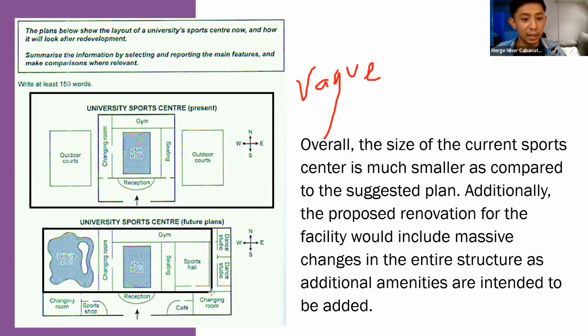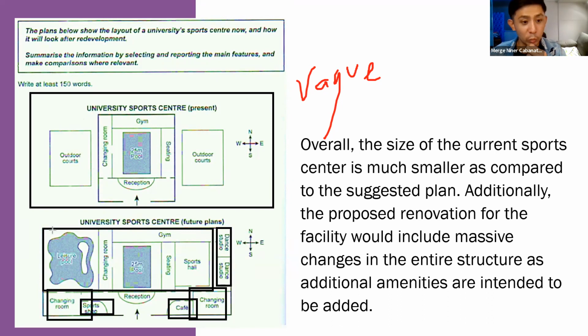Did you see it? Okay. This is the present. What are the things added? You have dance studio, changing rooms, cafe, sports shop, changing room. The outdoor court was changed into leisure pool. Okay. The seating area, a sports hall was added in replacement for outdoor courts.